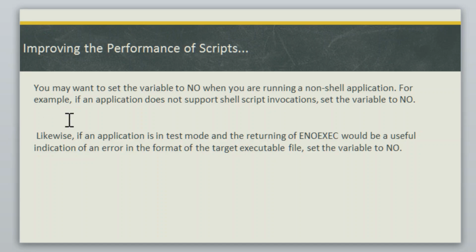You may want to set the variable to no when you're running a non-shell application. For example, if an application does not support shell script invocations, set the variable to no. Likewise, if an application is in test mode, and the returning of no exec would be a useful indication of an error in the format of the target executable file, set the variable to no.